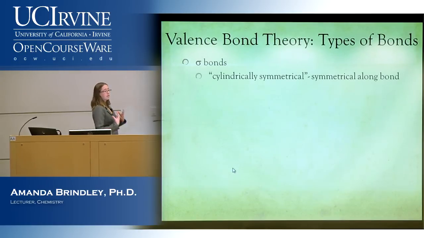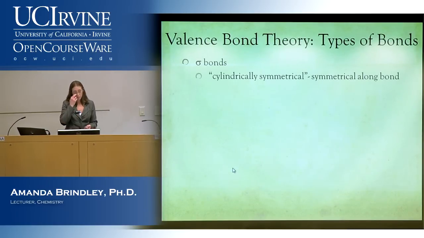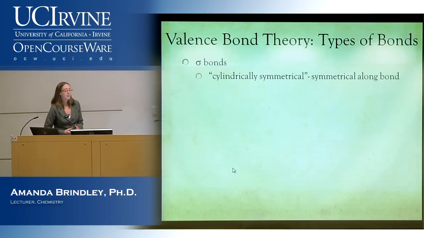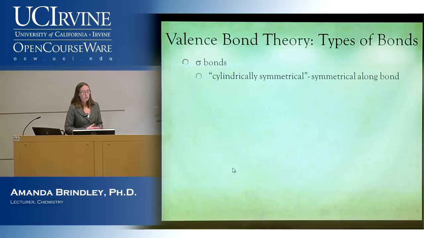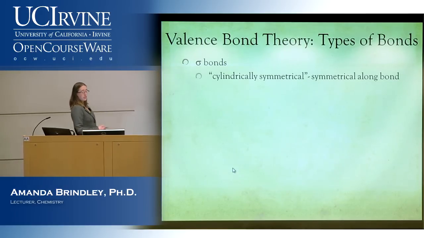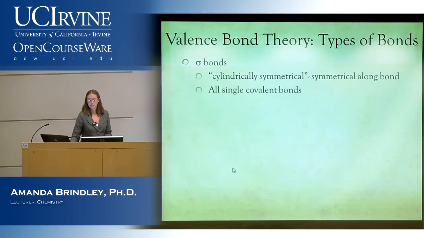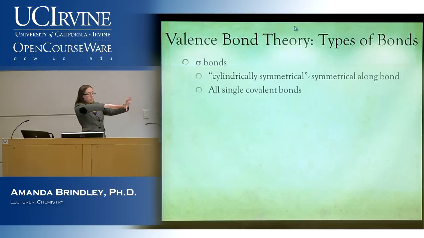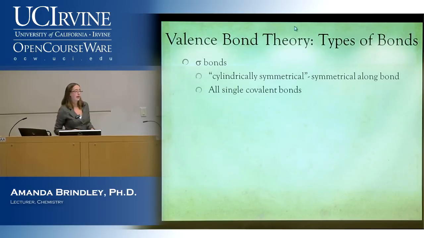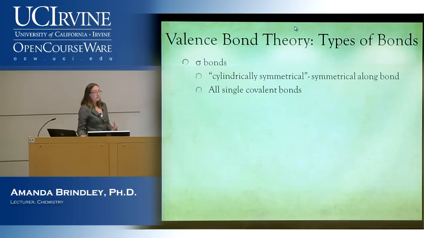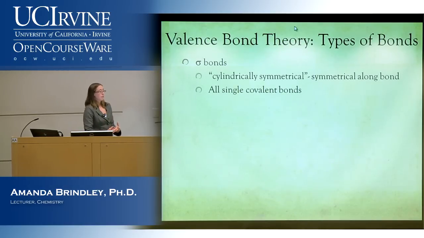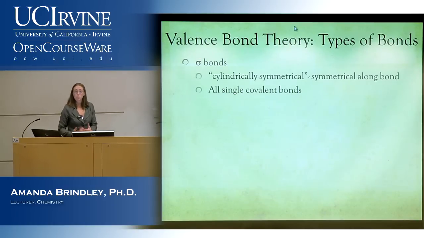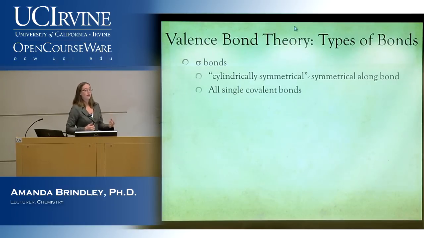Now, we're going to talk about two different types of bonds in valence bond theory. The first one is sigma bonds, which we say are cylindrically symmetrical, or symmetrical along the bond. What I mean by that is if you have a bond going this way, like my arm, it would be symmetric around that, okay? All of your single covalent bonds are sigma bonds. So if you see a single bond written somewhere, you can call that a sigma bond.